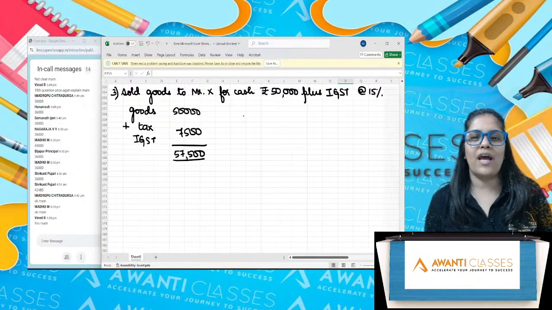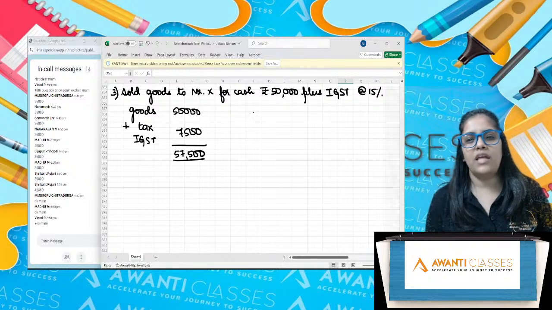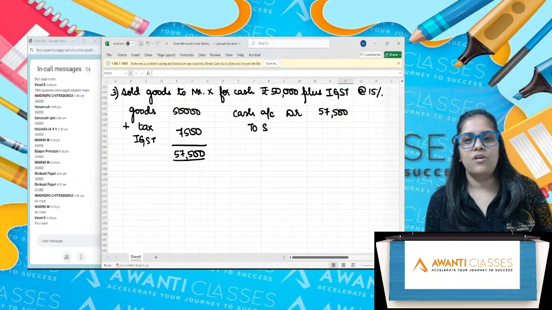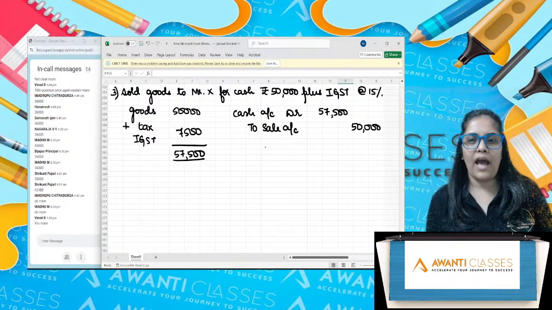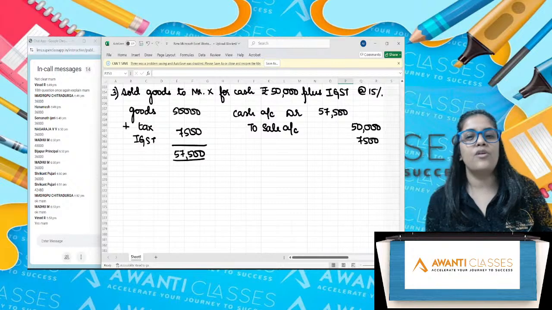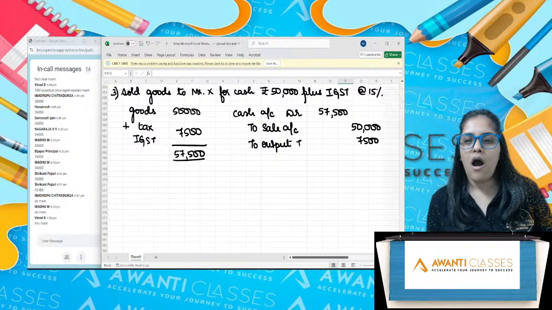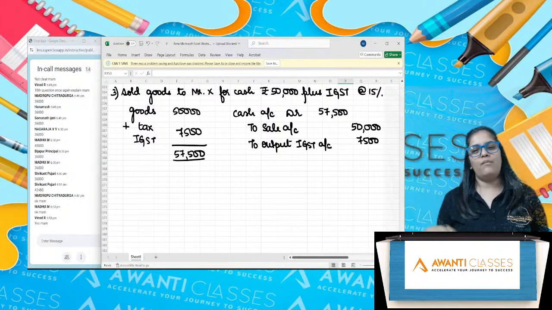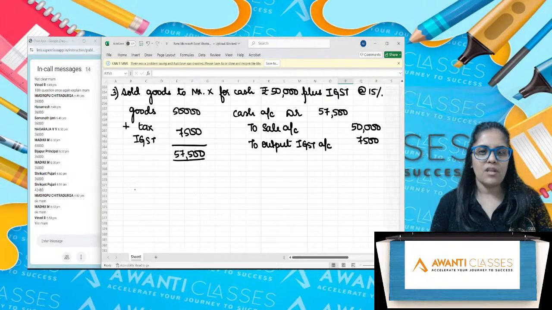So cash will come in. Cash is an asset. Asset will increase, therefore debit. So cash account debit. We are going to collect 57,500, because we have sold for 50,000 and 7,500 we are going to collect towards IGST. So credit sales and output IGST account. Okay? If we purchase, it is input. If we sell, it is output.